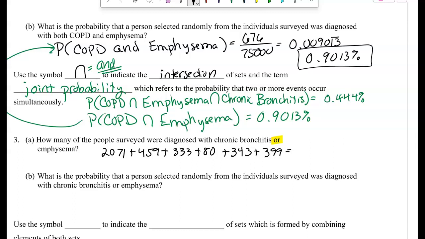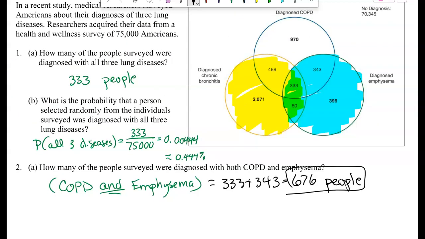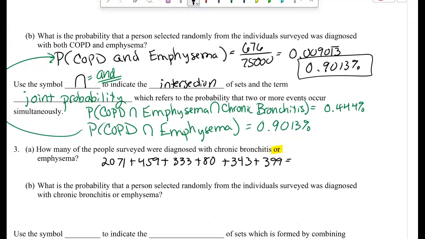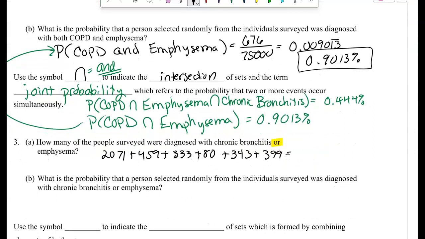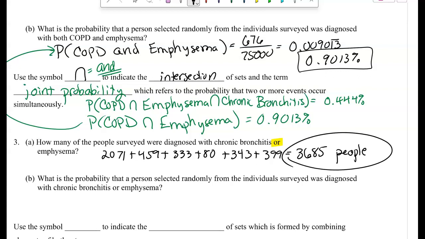Guys, look at the values that we have here. I have to count all of these. 459, 333, 80, 2,071, 343, and 399. I got all my numbers. I have to count each one of those once. All right, so when we do that, what do we get for the number? Anyone glad we have calculators? Okay. Now, what's the probability of that person?